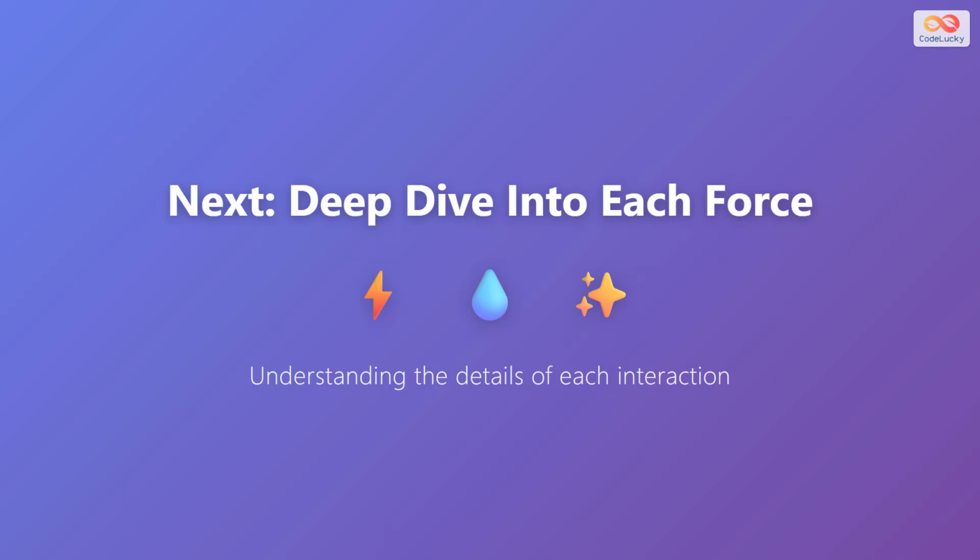Now that you understand the basics of intermolecular forces, we're ready to explore each type in detail. In the following videos, we'll examine dipole-dipole forces, hydrogen bonding, and London dispersion forces individually. You'll learn how each force works at the molecular level, see examples of substances affected by each type, and understand how to predict their effects on physical properties.